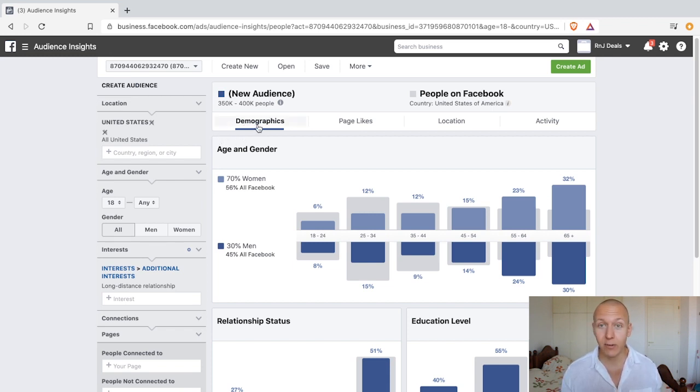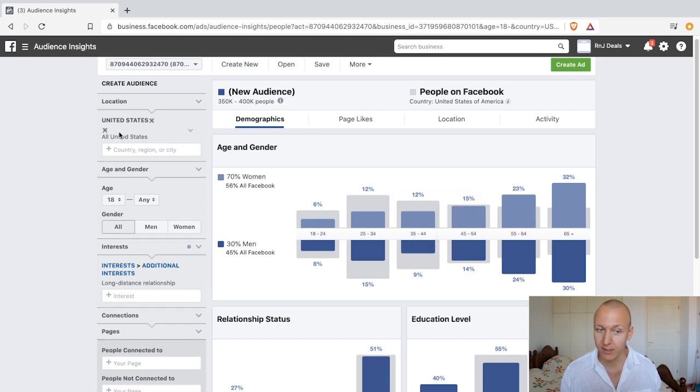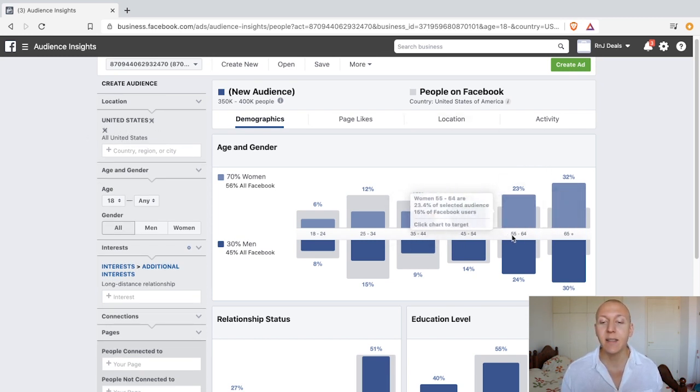This, though, is very surprising information, because remember, we did our targeting somewhere between 18 and 35 or maybe 22 to 40, something like that. But if we look at this data, what we can see is that in the United States that we are targeting, the majority is actually between 55 and 64, and even 65 plus.